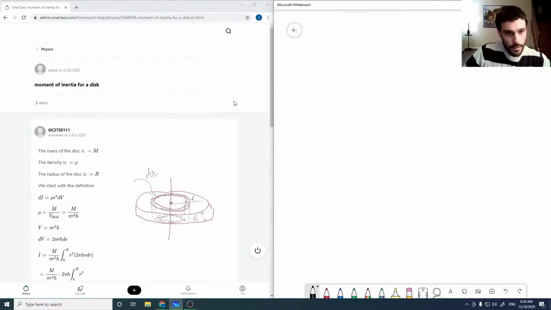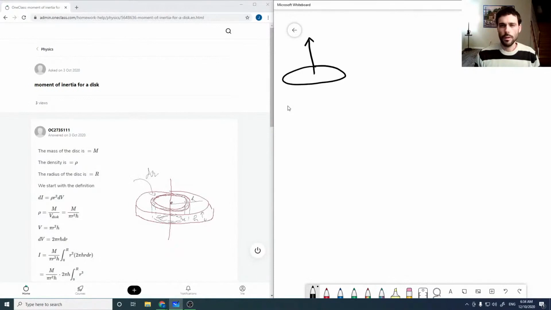Okay, so here I've got a moment of inertia for a disk. It of course depends on the axis, but I'm just going to run through a couple of the more typical axes. So if we just consider an axis which goes to the center and is perpendicular to the disk, then our moment of inertia, for a continuous object, is going to be the integral of r squared dm.